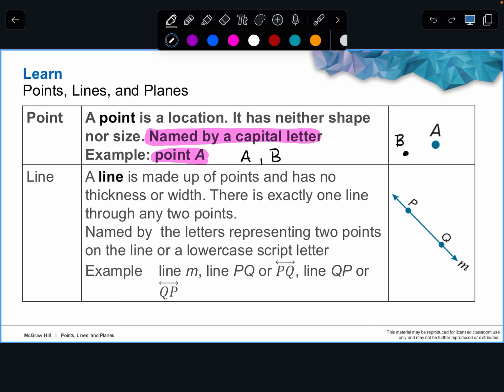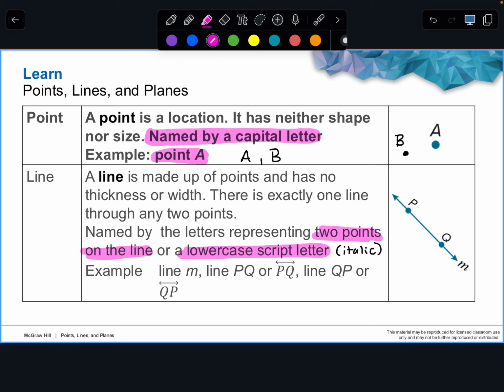It is named by the letters representing 2 points on the line, or by a lowercase script letter. Script is kind of like the fancy italic. That means italic letter, okay?